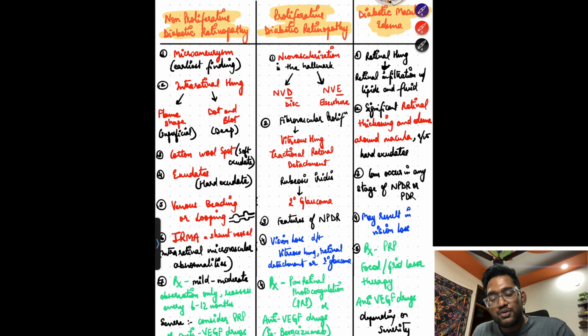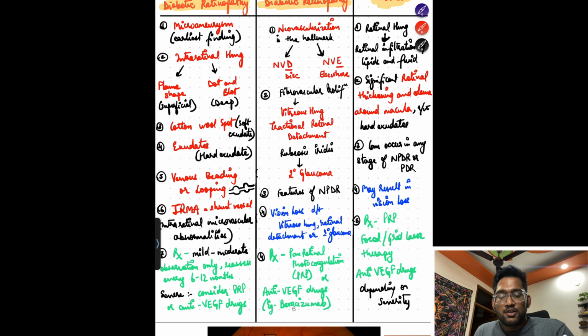Now, one thing we have to note is that this stage, diabetic macular edema, can occur in any stage of non-proliferative diabetic retinopathy or proliferative diabetic retinopathy. Treatment is similar: pan-retinal photocoagulation or focal or grid laser therapy. Just the affected part of the retina will be irradiated with the photocoagulation laser, or we can obviously try anti-VEGF therapy depending on severity.